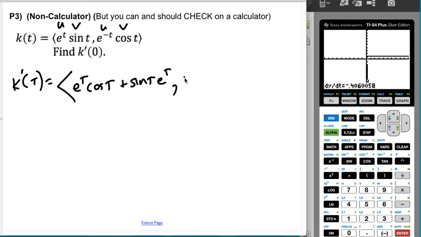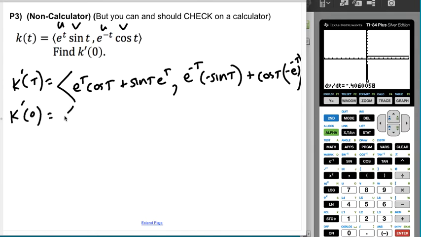And then here I'm going to get U dV, which is going to be a negative sine, plus V, which is cosine t. And then this is going to be a negative e to the negative t, because of that chain rule. And then I kind of ran out of room, but you get the gist. Okay, so that means that my K prime of 0 should be e to the 0 times a 1.